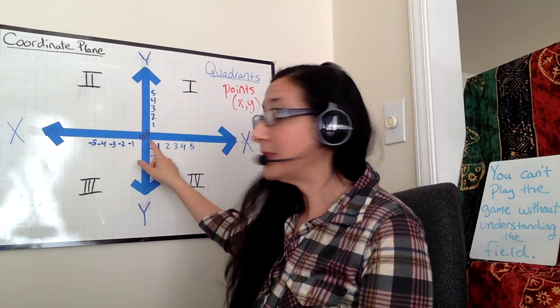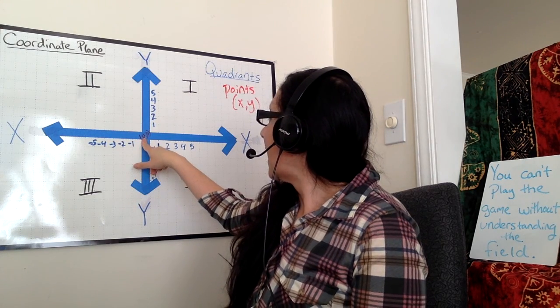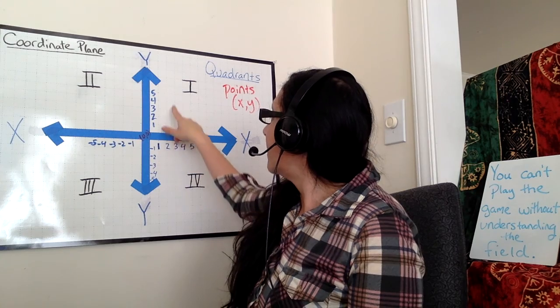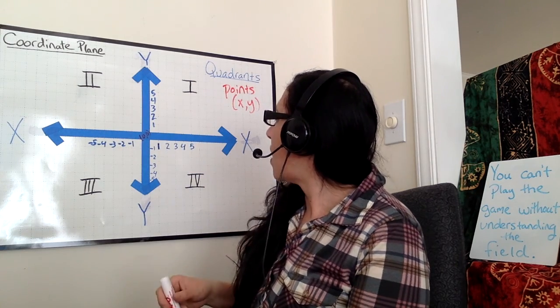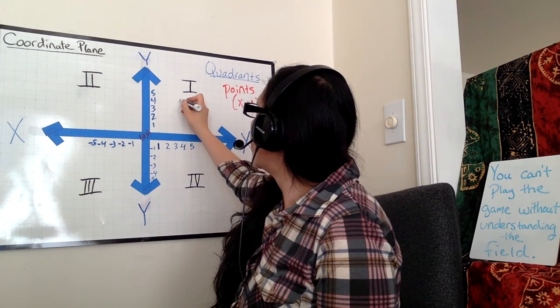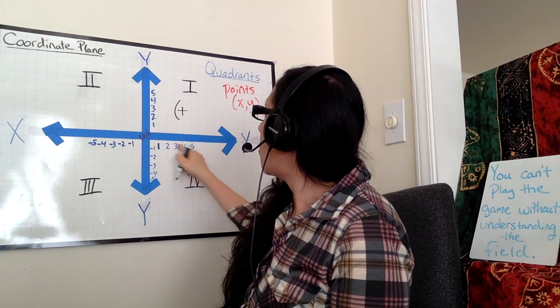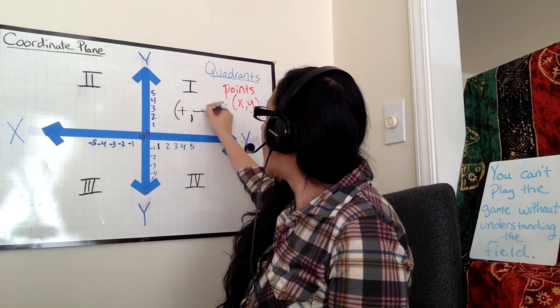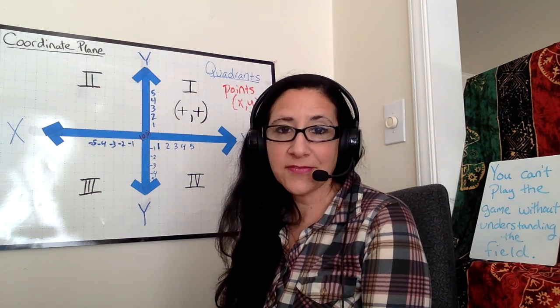So I always start in the middle. And if I go right and up, I remain in this first quadrant. Every point in the first quadrant is always going to be positive. The x will always be positive, and the y value will always be positive.